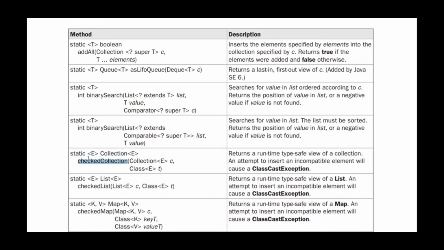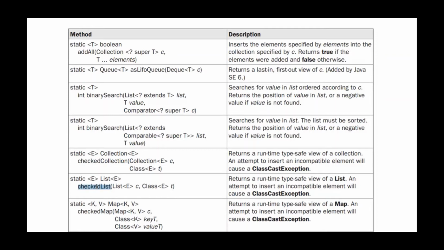Then we have the checkedCollection algorithm, which means a method that is implementing the checked collection algorithm returns a runtime type-safe view of the collection. Here, if an attempt is made to insert an incompatible element into the collection, then a ClassCastException will be raised. So checkedCollection returns a type-safe view of a collection. Then we have one more, that is checkedList. Again, it will return the type-safe view of a list.